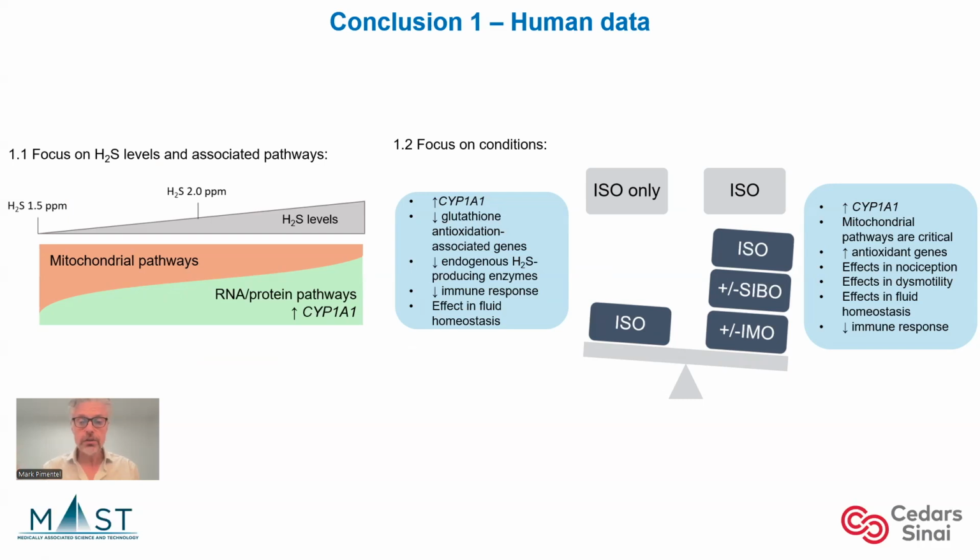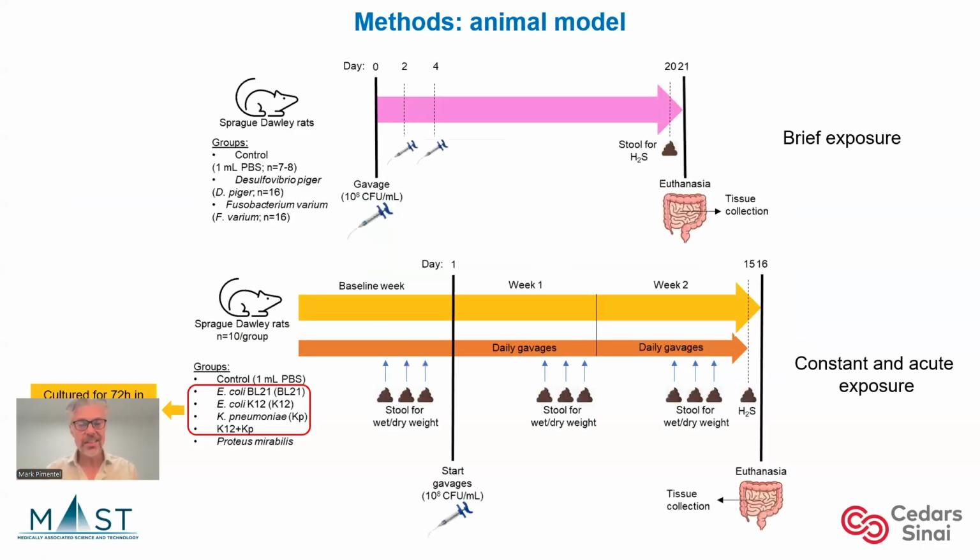If you have intestinal sulfate overproduction with or without SIBO or with EMO, you have even more dramatic changes with mitochondrial pathways changed, effects on nociception. We're talking about substance P pathways, dysmotility regulation pathways, fluid status pathways, which could explain some of the diarrhea symptoms and decreased immune response.